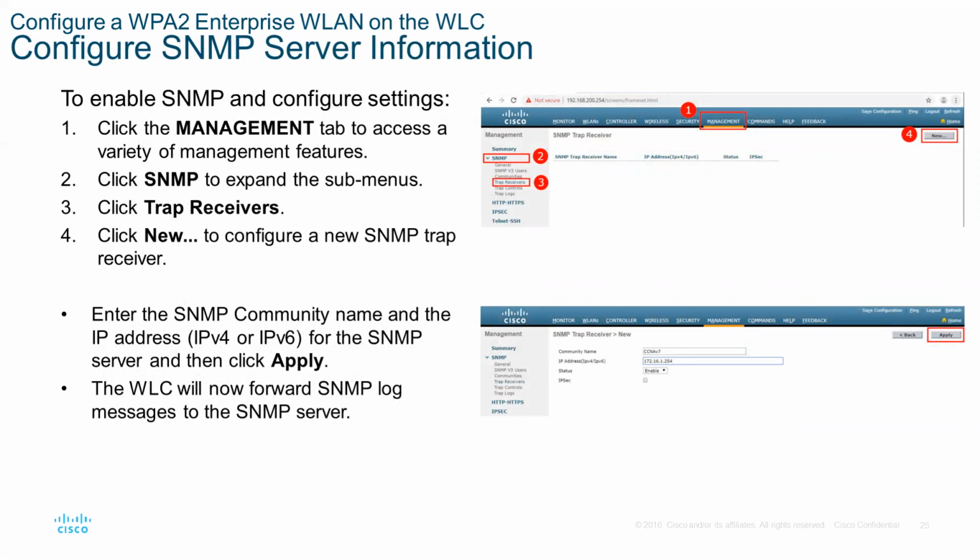So under management on the wireless controller, we need to click on SNMP on the left hand side and then trap receivers, and then go across, hit the new button on the top right hand side. We then point this to the server that we're logging these messages to. Now remember to apply your changes.